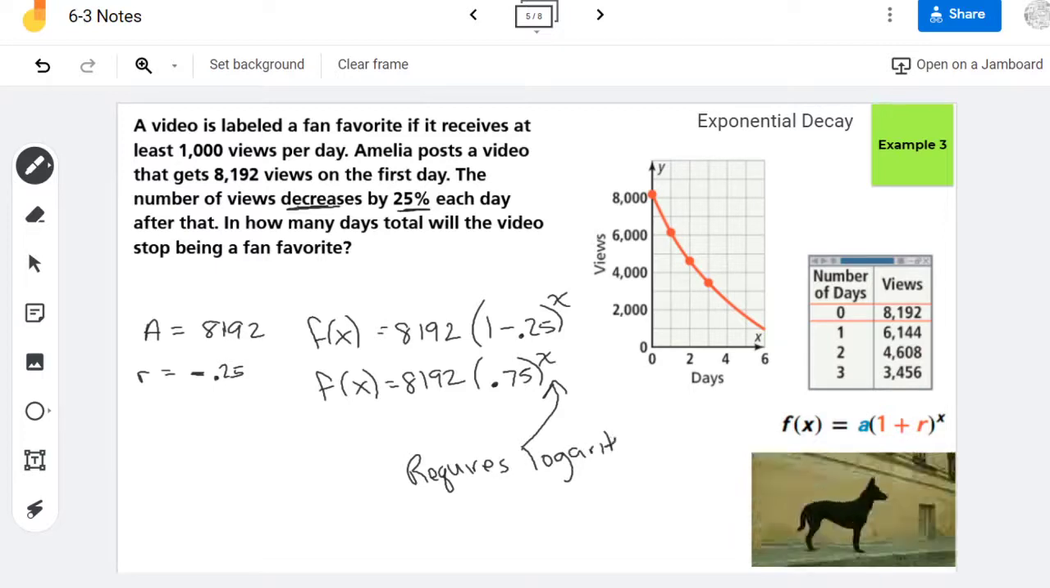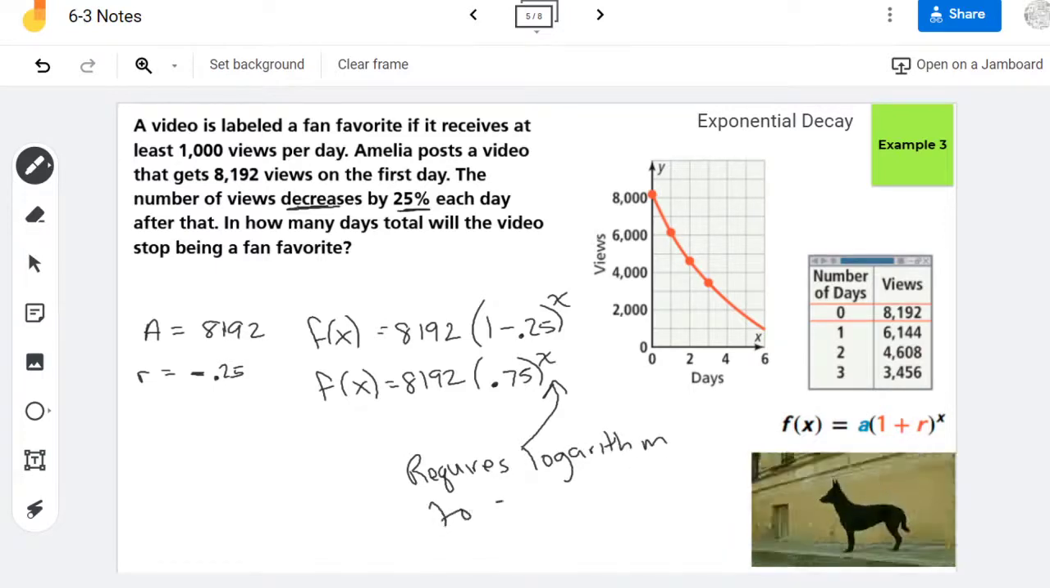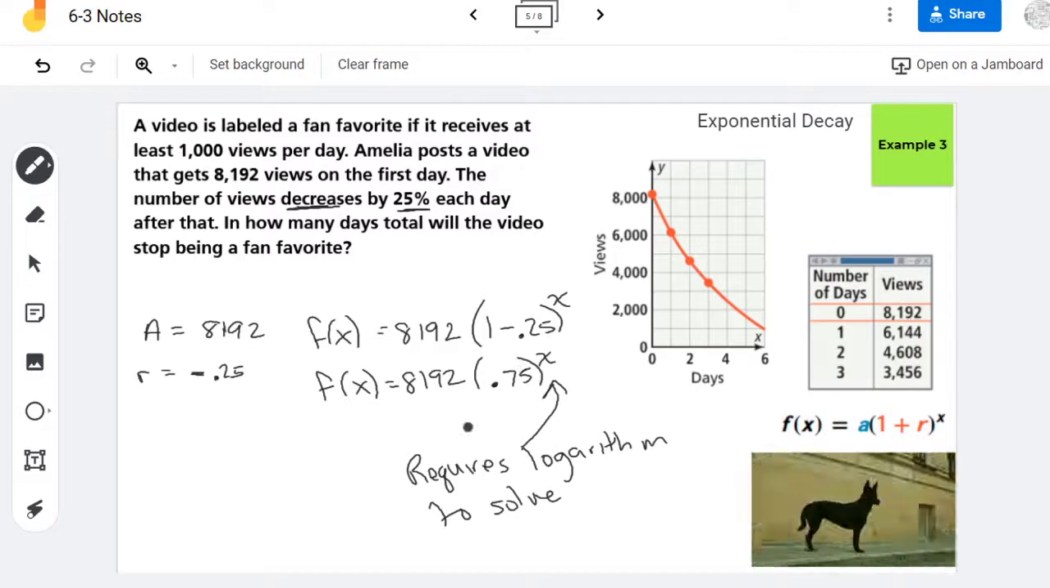A logarithm is used to get a variable out of an exponent. Because I don't know what it is, we can't do that. So instead, here's what we do. We plop this onto a graph.